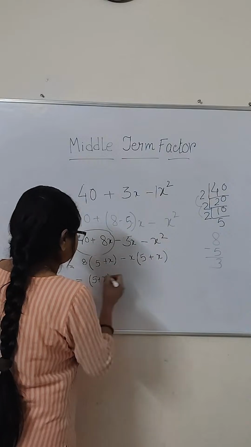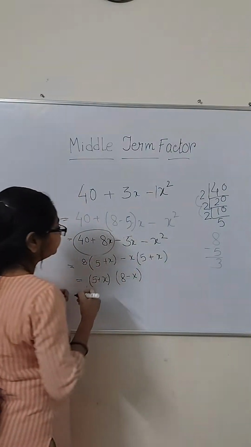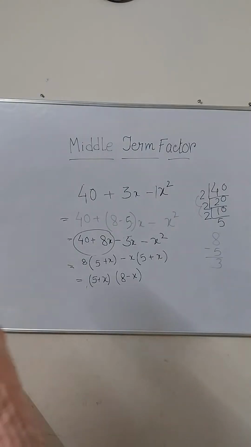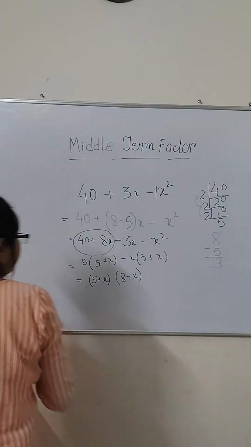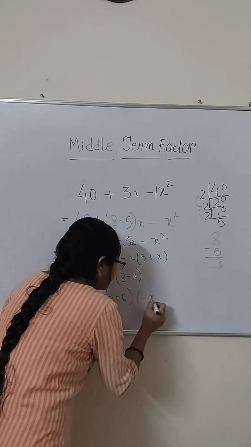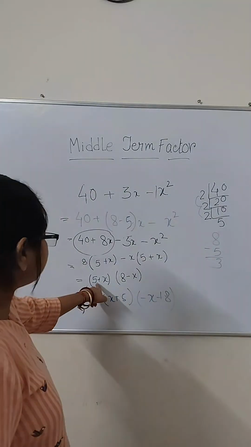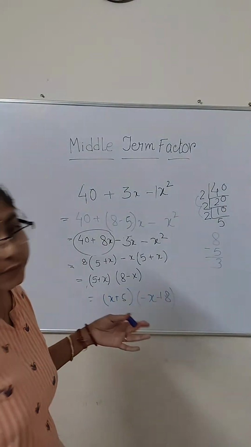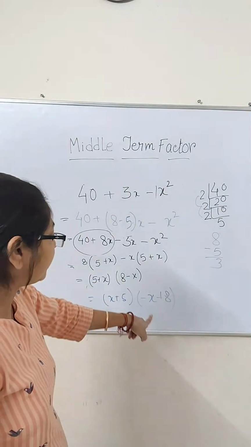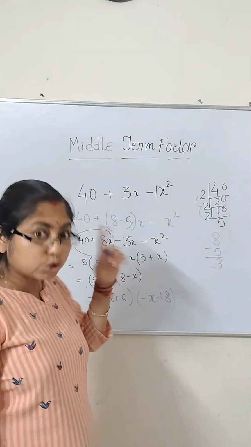5 plus x, 8 minus x. If anybody writes it this way, x plus 5 and minus x plus 8, it is also right. In that case 5 plus x and x plus 5 are the same. And since there is a minus sign on x, you can write minus x plus 8. In some books you can get the result this way, it is also okay.